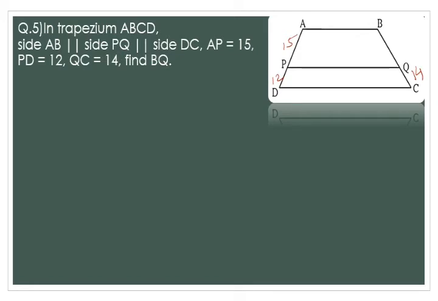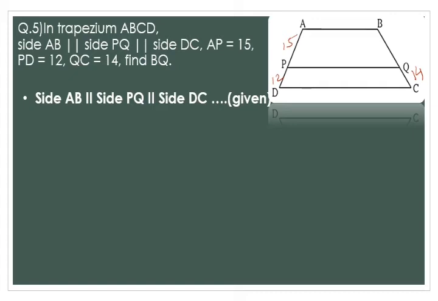We will first write that side AB is parallel to side PQ and side PQ is parallel to side DC, which is already given. Now we will write by property of three parallel lines and their transversals. We have seen this theorem in the previous video, so if you have not seen that, you can see it first.